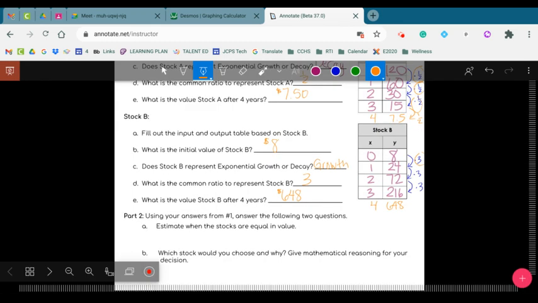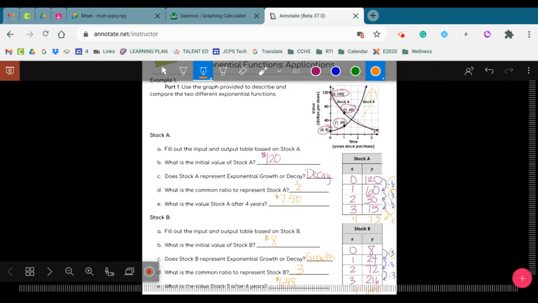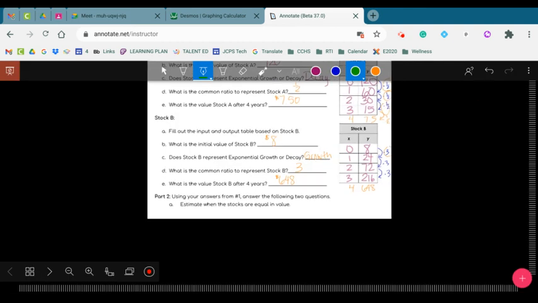Okay, it says using your answers from number 1, fill in the questions below. Estimate when the stocks are equal value. So where do the stocks intersect? They intersect right about here. It's in years, so this would be about 1.5 years, and they would be about $40.